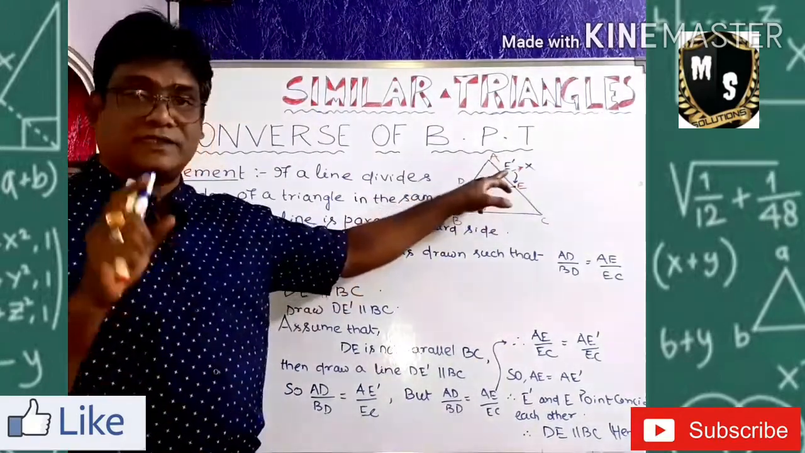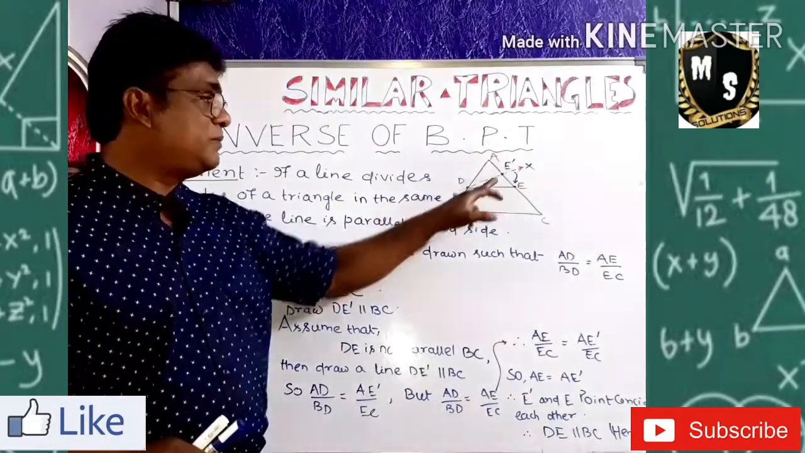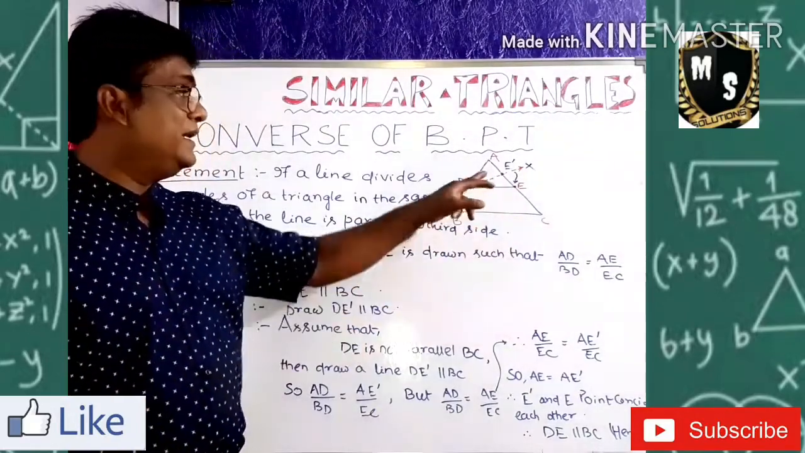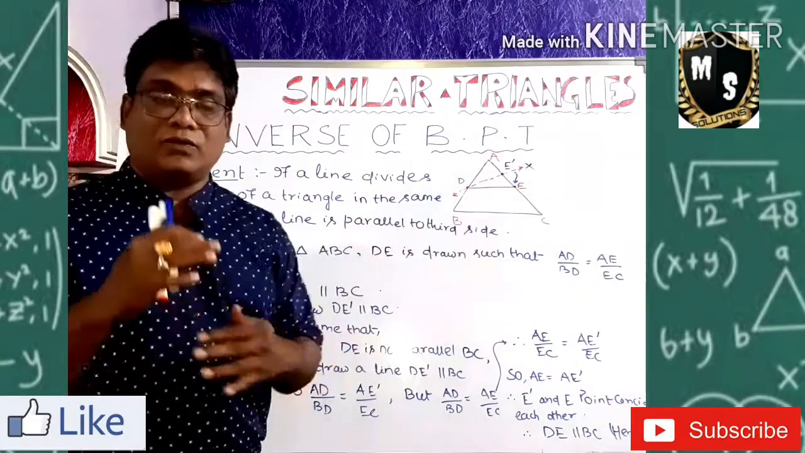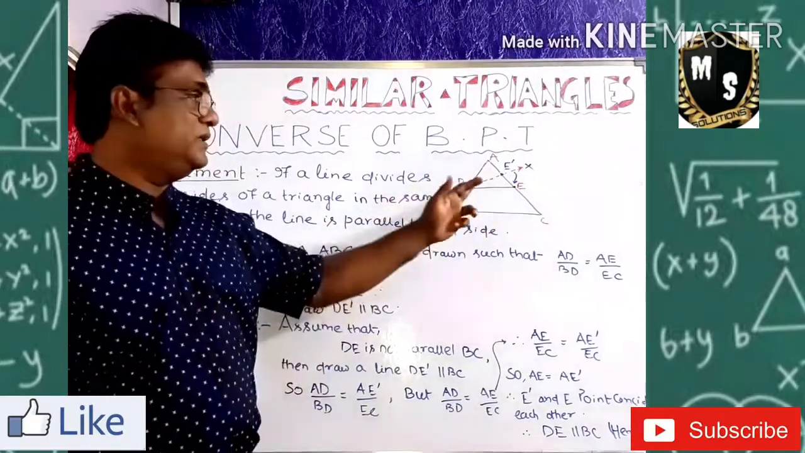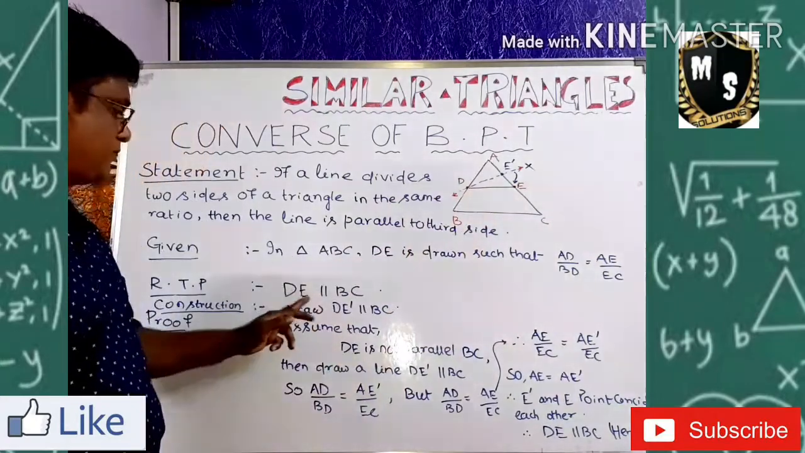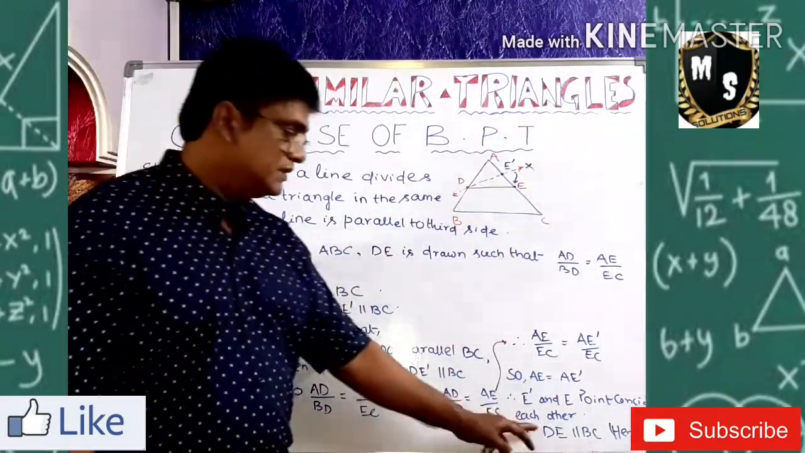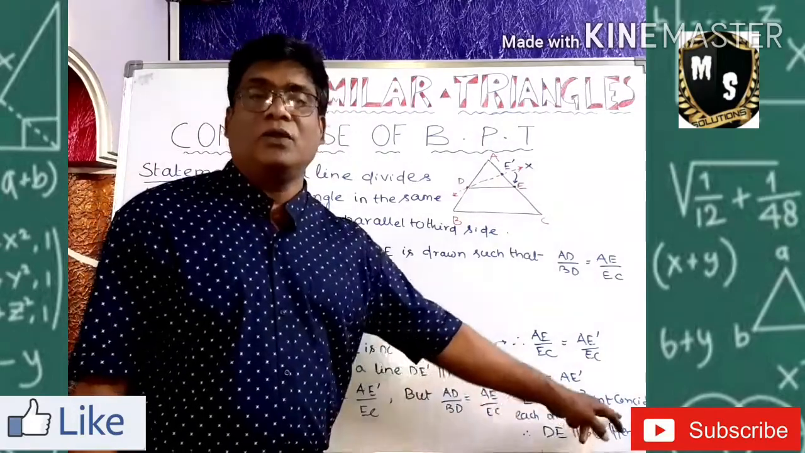DE dash you take as a construction. What is that? DE dash is parallel to BC. So now E dash is coinciding with E. Now what became your line? Your line became DE. So now DE is parallel to BC. That one we have to prove: DE parallel to BC.